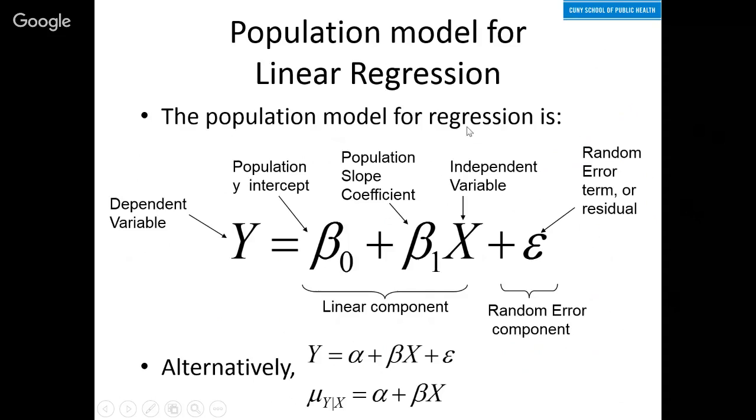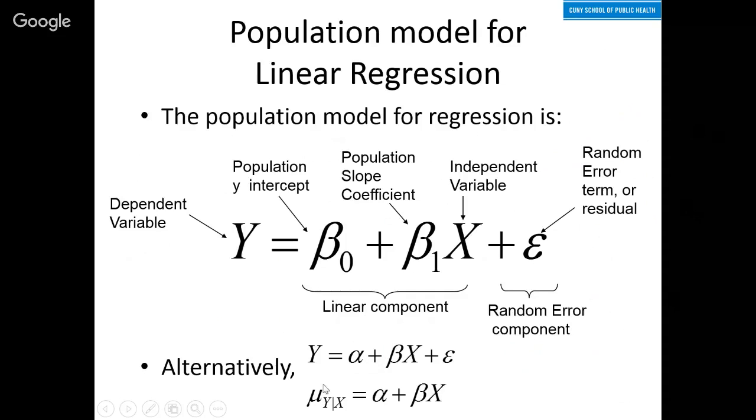So here is a formal description of simple linear regression as a description of the relationship between an independent variable and a dependent variable in the population. It is Y equals an intercept beta 0 plus a slope beta 1 times our independent variable plus a random error component. And a more compact version of this, alpha plus beta, same thing, just different letters.